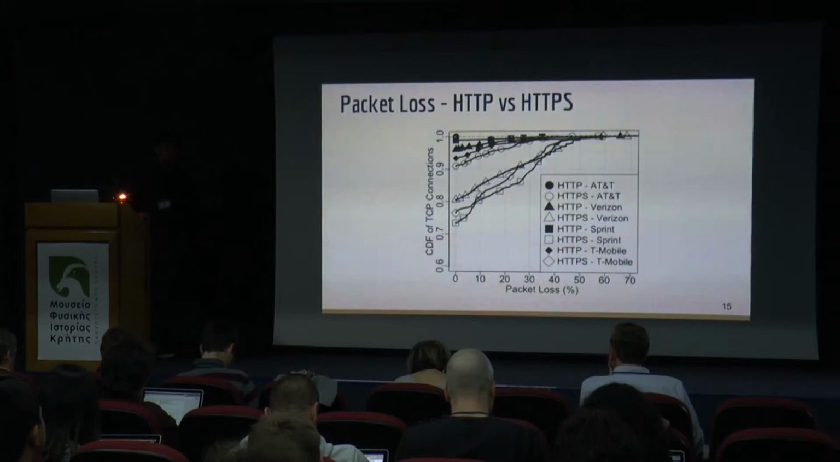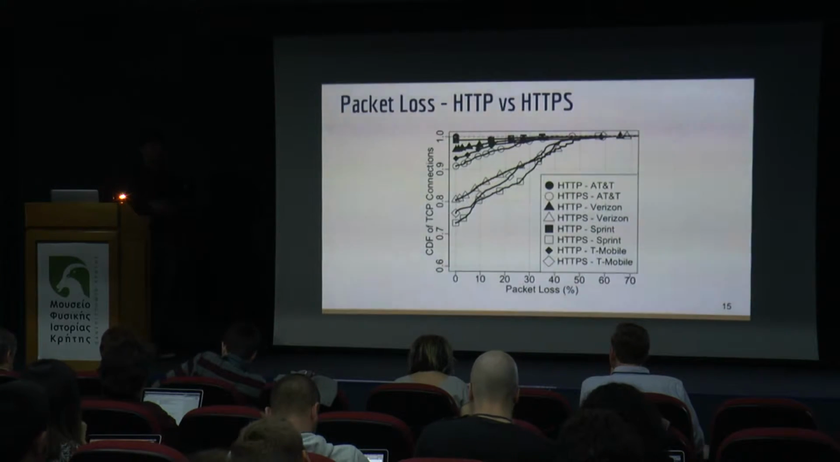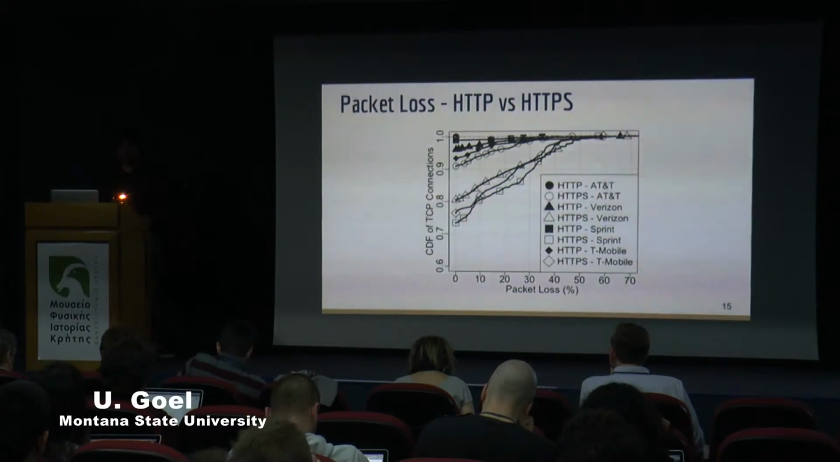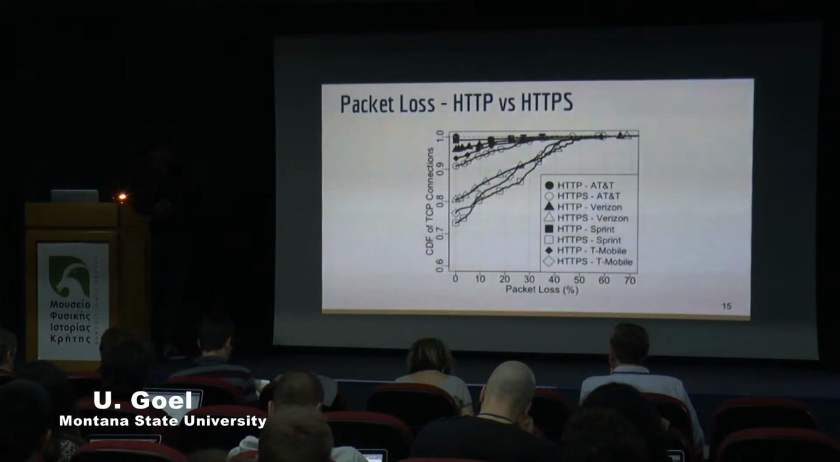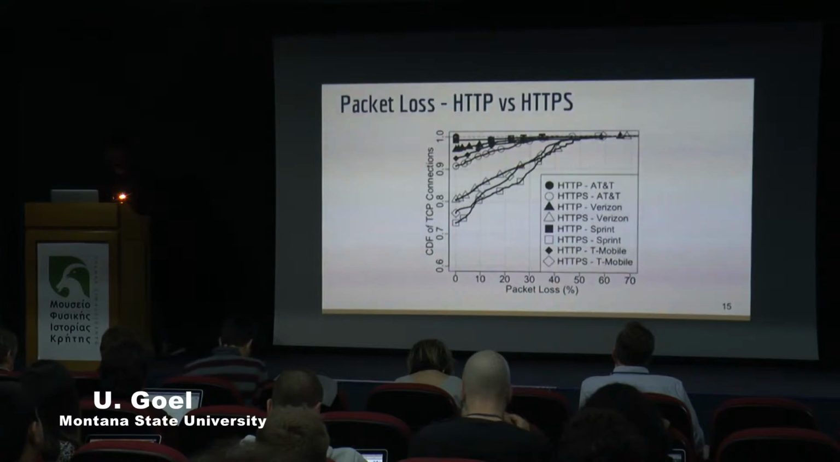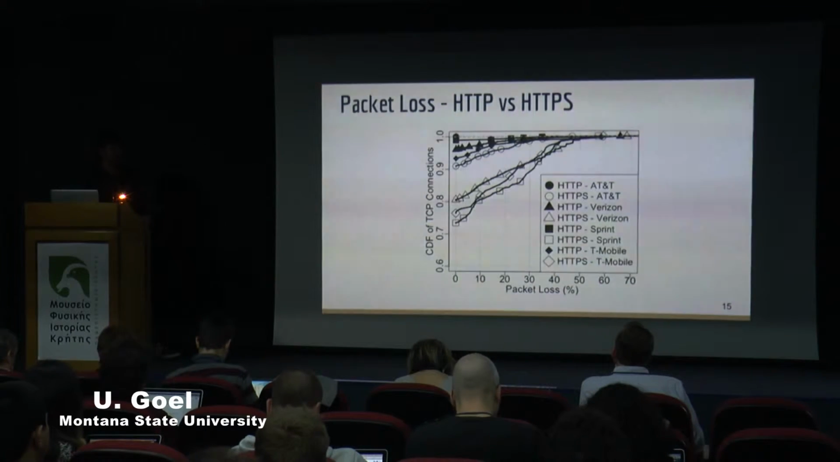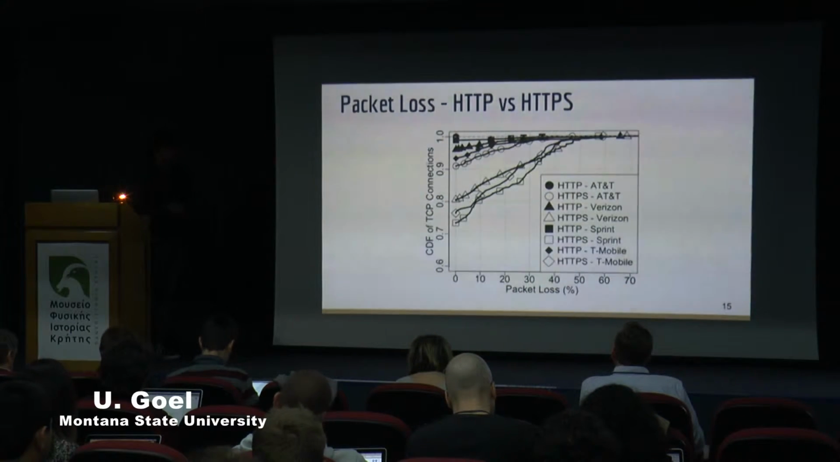Next, we wanted to find a second way of confirming whether our latency-based techniques are accurate in detecting these middle boxes. So we use packet loss as the second metric to support our results. In this graph, we plot the interpretation of packet loss on the server side for both HTTP and HTTPS connections. The x-axis shows the percentage of packet loss. The y-axis shows the CDF of TCP connections that we were able to collect data for.